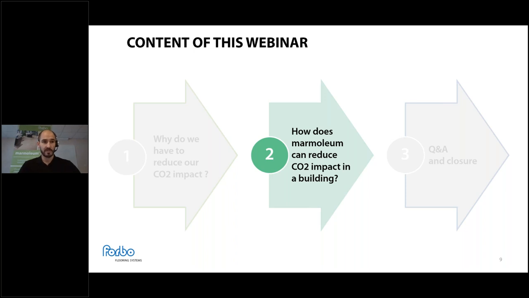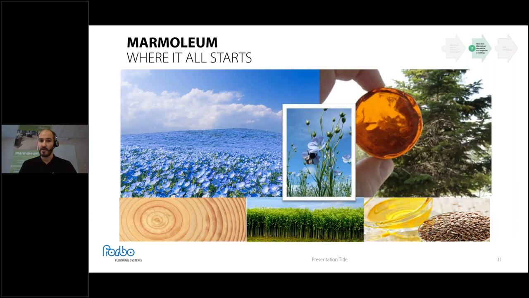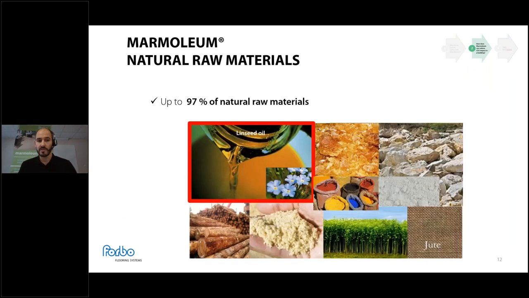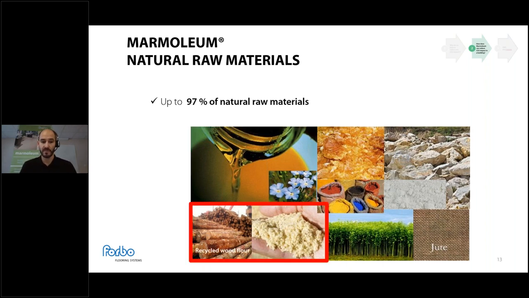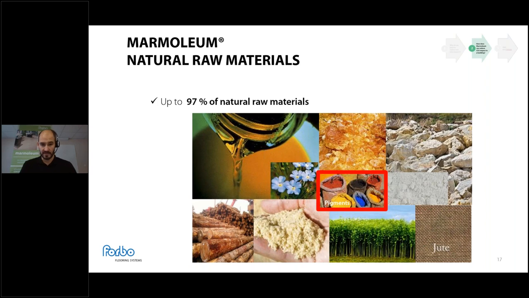Now, from our point of view as a floor covering manufacturer, what can we do? Today we will discuss Marmoleum, because Marmoleum can decrease the CO2 impact of a building a lot. Why? Because it's made of natural ingredients, it's durable, it's CO2 neutral, it's PVC free, and it's healthy. This is a picture of the recipe of the product. It contains up to 97% natural raw materials: linseed oil, recycled wood flour, pine resin, mineral filler, jute for the backing, and pigments.